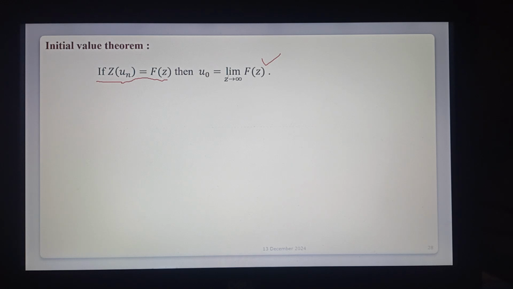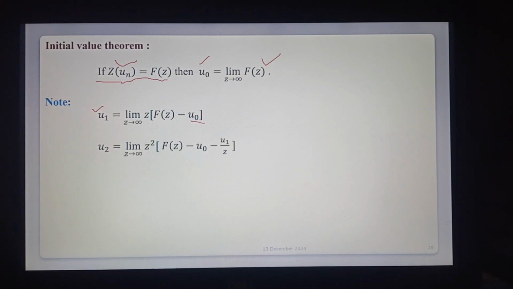So u_0 is equal to the limit as z tends to infinity of F(z), where F(z) is the given Z transform of the given sequence. Okay? Similarly you have to find u_1, which is equal to the limit as z tends to infinity of z into F(z) minus u_0. That means to find u_1, first of all we must find u_0, it should be known to us. Okay? So first find u_0 and substitute here, next find u_1. Next, how to find u_2? But first we know that compulsorily we find u_0, u_1, then u_2 is equal to the limit as z tends to infinity of z square.